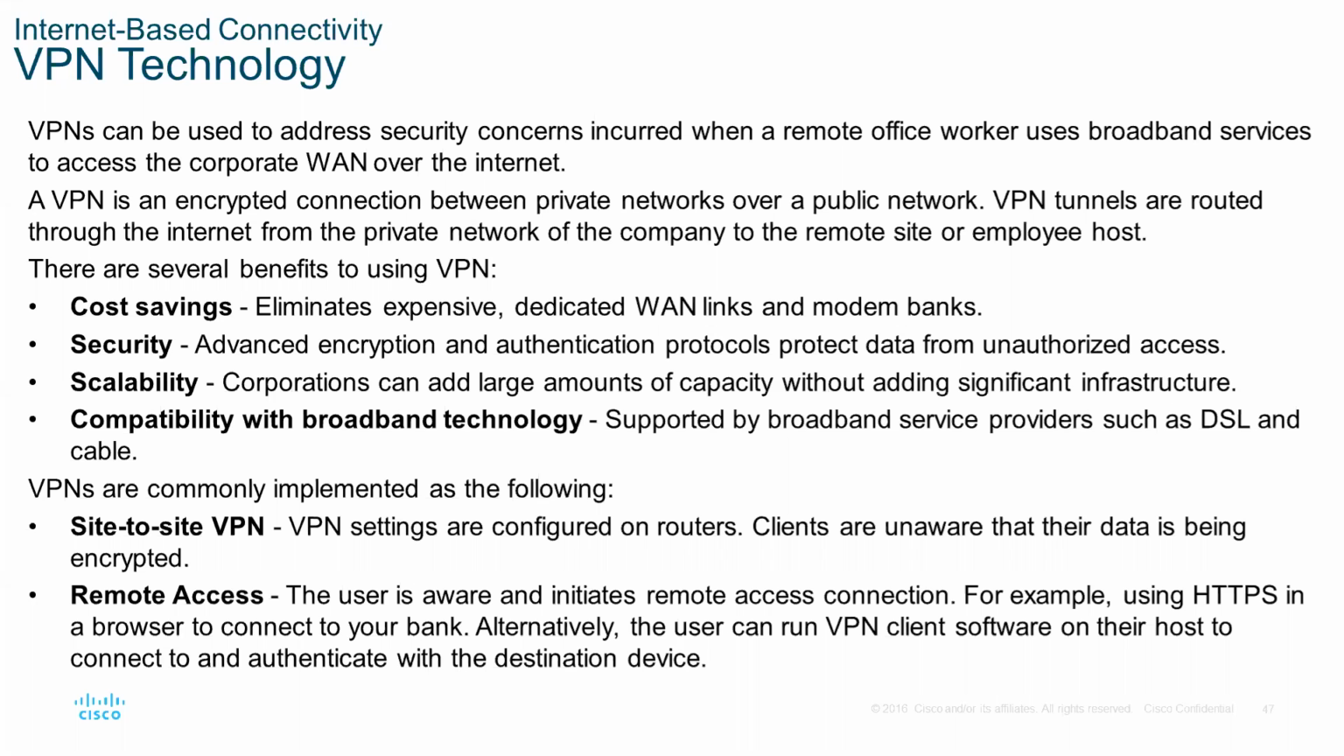So we use these in two main forms. We use a site-to-site VPN where we configure it to encrypt our data in transit between the routers, and clients do not know that this is occurring at all. The other one is remote access, where the user initiates the connection so they know that they're connecting via VPN.